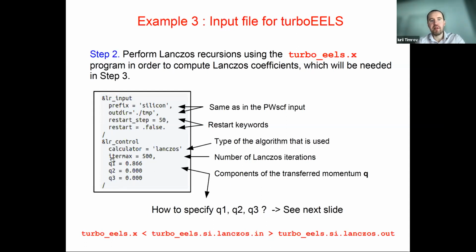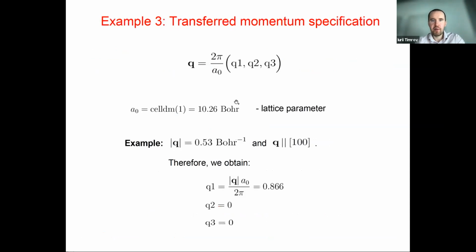So let's discuss in more detail how to specify the q vector. It's on the next slide. So the q vector, bold Q, has three components, q1, q2, q3, and it's in units of 2 pi divided by a0, where a0 is the lattice parameter. In the case of silicon, this is controlled by celldm(1), which is 10.26 Bohr.